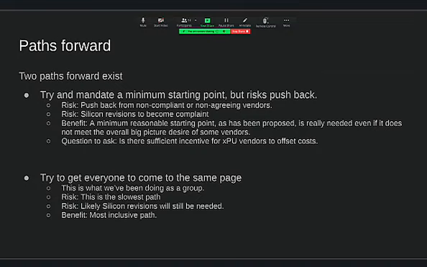Then we could also keep trying on the same basic path, which is to try and bring everyone together. The problem is that this is the slowest possible path, and we're still likely looking at vendors needing revisions and vendors disagreeing, but it is also the most inclusive path. So that's really it.